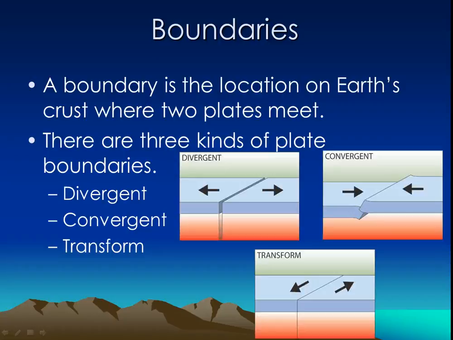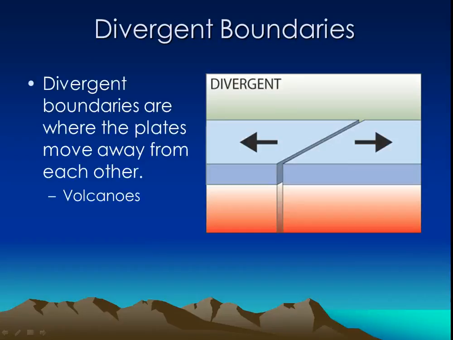We're going to first talk about divergent boundaries. Divergent boundaries are where the plates move away from each other. If you look at that diagram, it's showing divergent plate boundaries. They're moving away from each other. Think of divergent, die. If something's going to cause you to die, you're going to move away from it. So divergent are when plates move away from each other because they don't want anything to do with each other because they're going to die. When divergent boundaries split apart, they cause volcanoes.